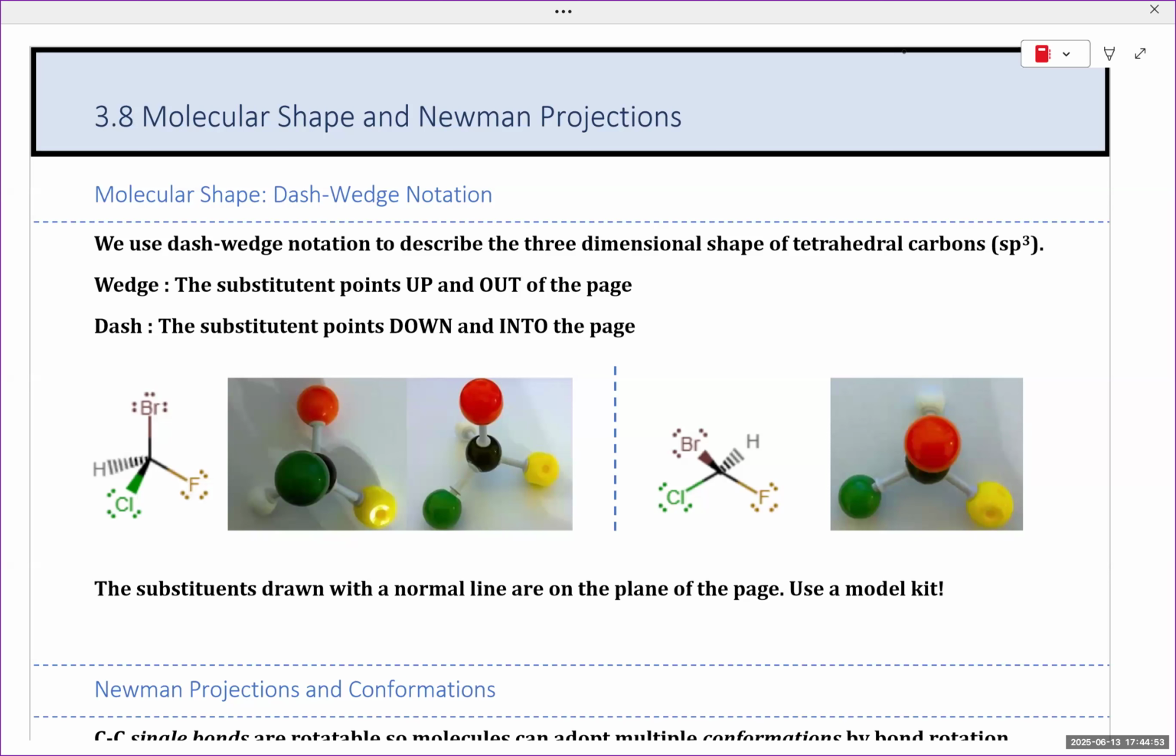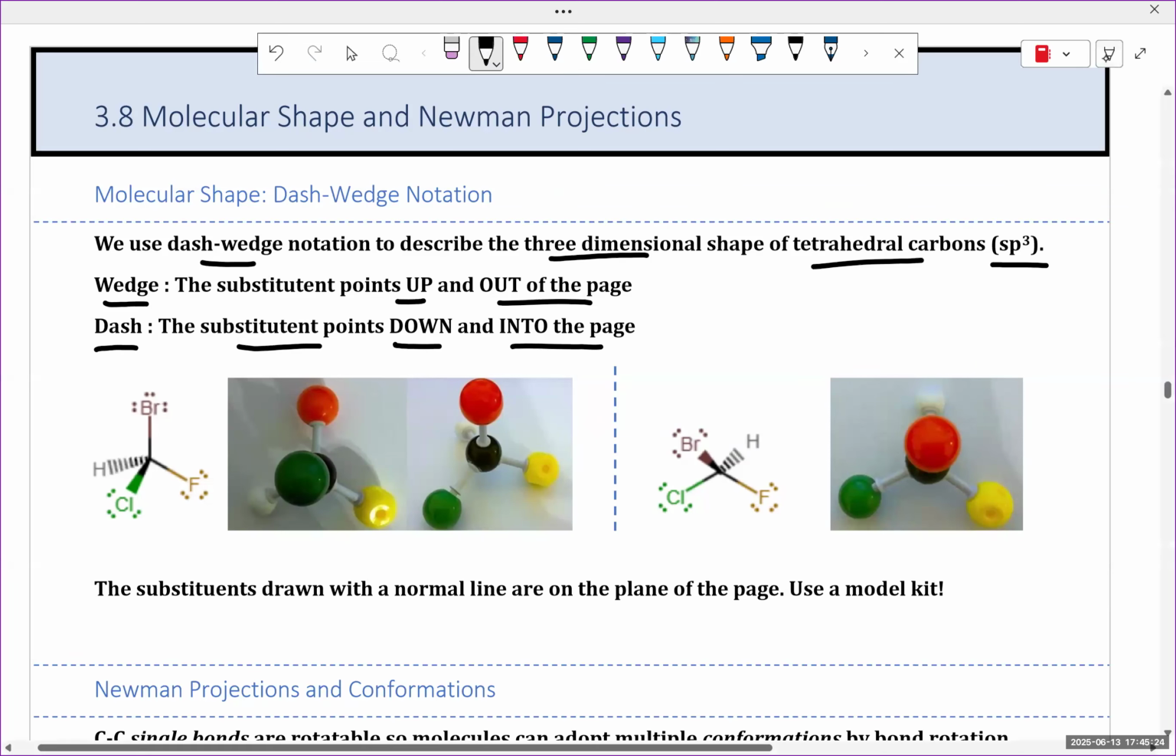So in terms of molecular shape, dash wedge notation is a critical way of describing molecular shape. We use dash wedge notation to describe the three-dimensional shape of tetrahedral carbons, sp3 carbons. A wedge implies the substituent points up and out of the page towards us. A dash implies the substituent points down and into the page, away from us.